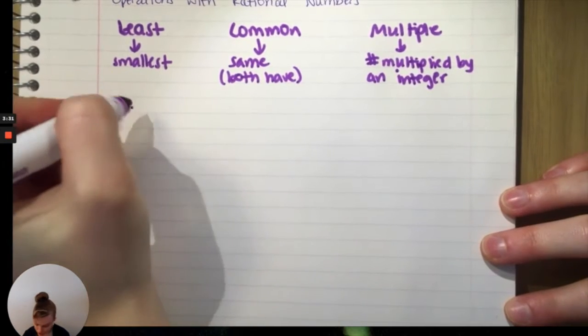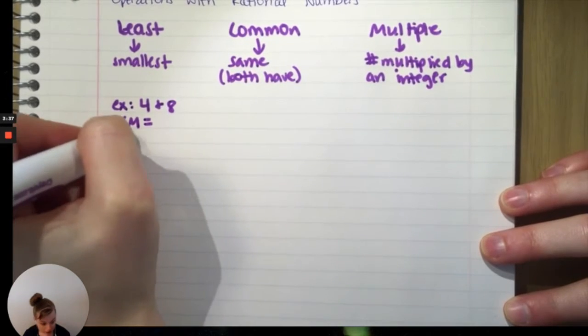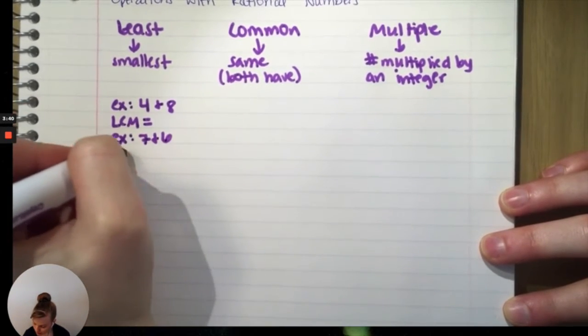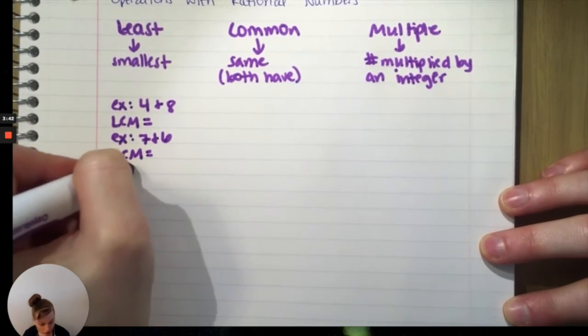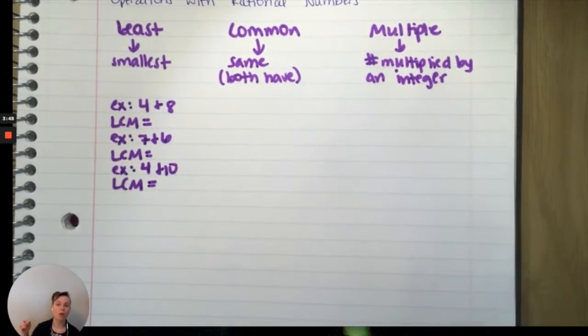We're going to do some examples. We're going to have 3 examples. First one will be 4 and 8: what is their least common multiple? Second example will be 7 and 6. And then our third example will be 4 and 10. So for 4 and 8, a multiple of 4 would be 4 times 1, 1 being the integer, 4 times 2, 4 times 3, 4 times 4. Those are all 4 being multiplied by an integer. So I have 4, 8, 12, 16, and so on. 8 would be 8, 16, 24, and then 32, and so on.